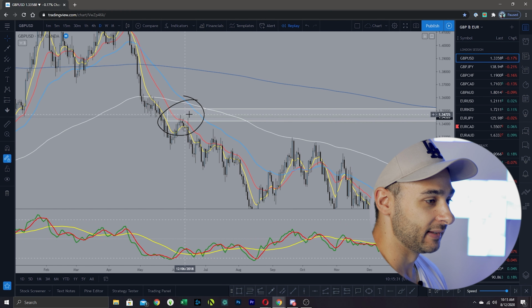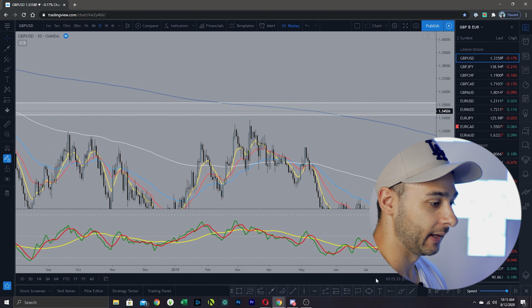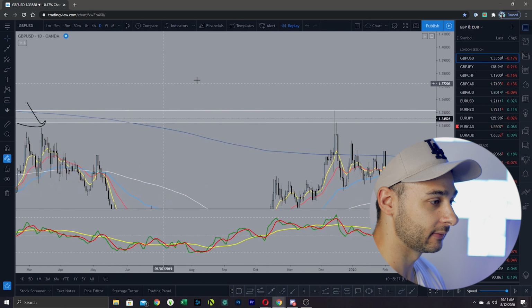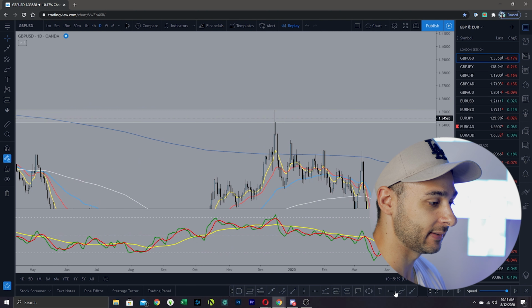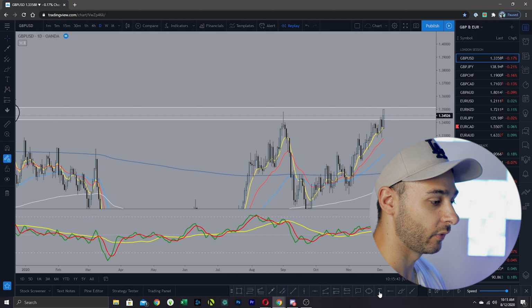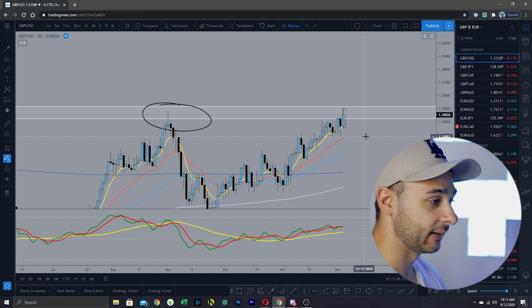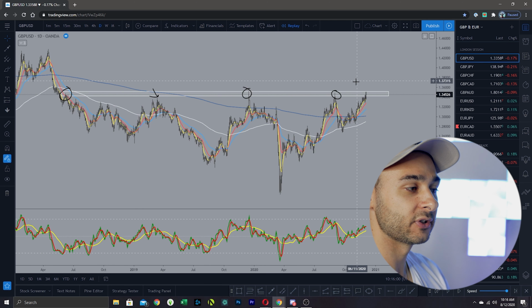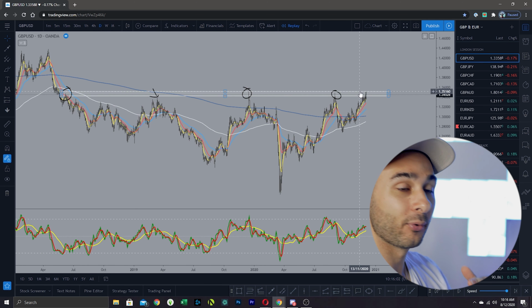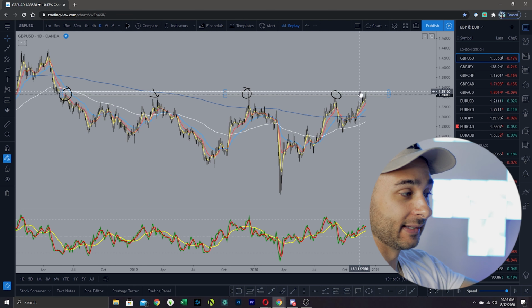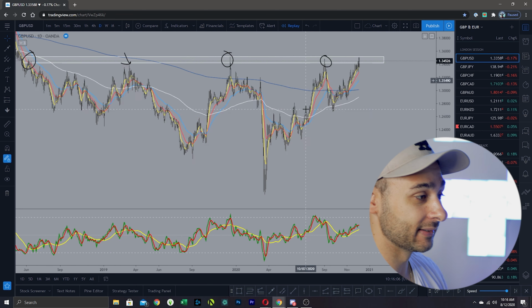Price rejected this level. It tried to come up here again and test that level again. You can see we tested it the third time over here. We tested it again over here. And the market is currently trading at that level. You look for certain price levels where price may stall or find, in this case, resistance.